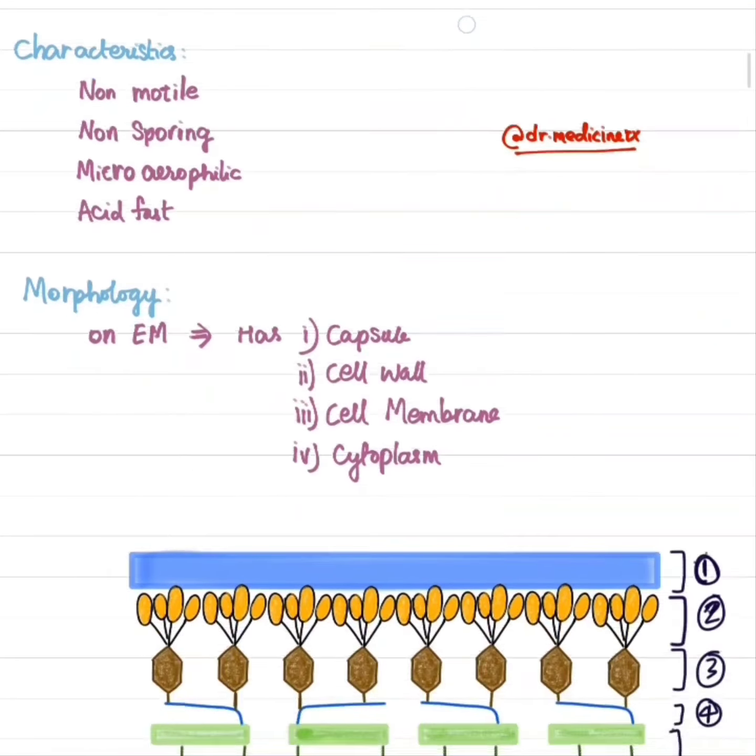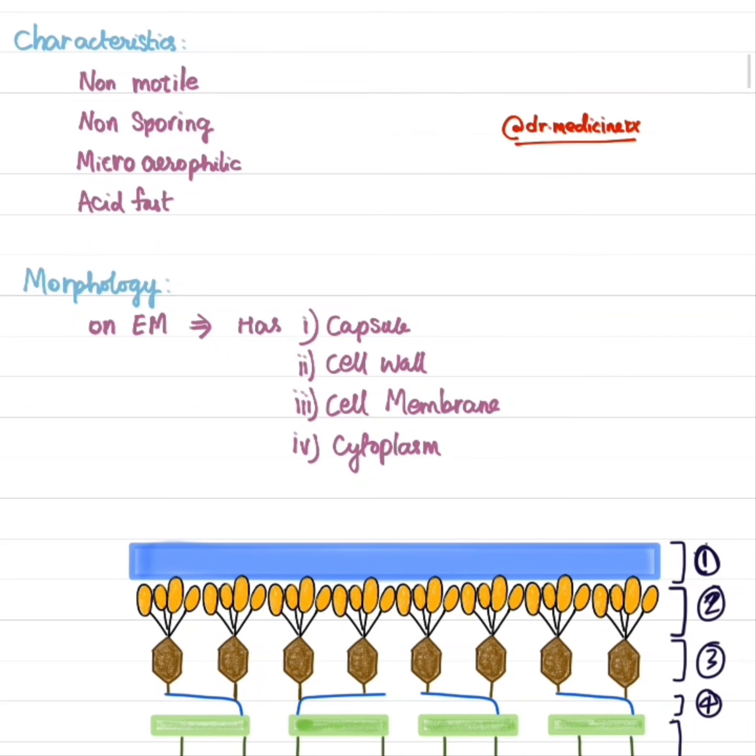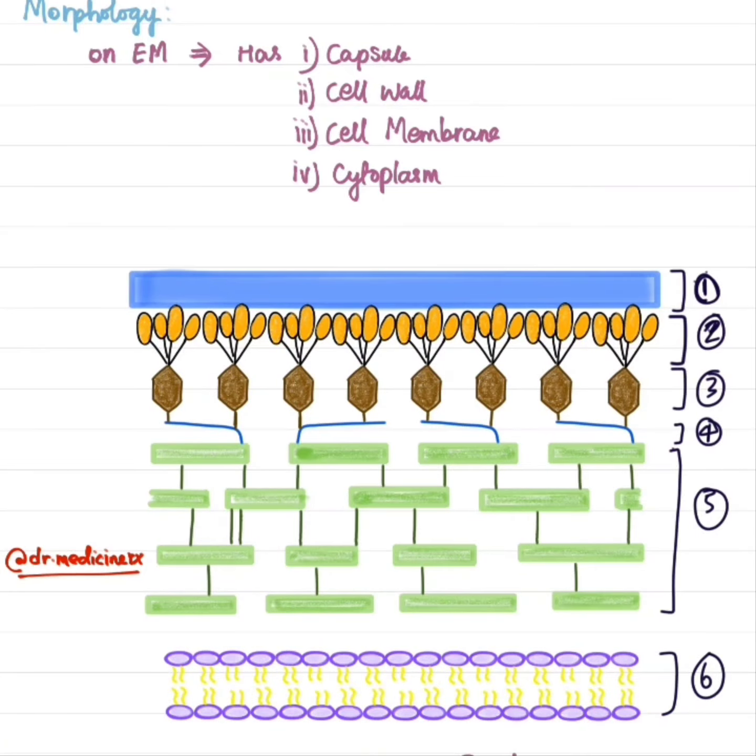Coming to characteristics of the M. leprae, these are non-motile, non-sporing, microaerophilic and acid-fast bacilli. Next, coming to morphology, on electron microscopy we see that it has four main structures. First is the capsule, the second is the cell wall, the third is the cell membrane, the fourth is the cytoplasm. These are from outside to inside.